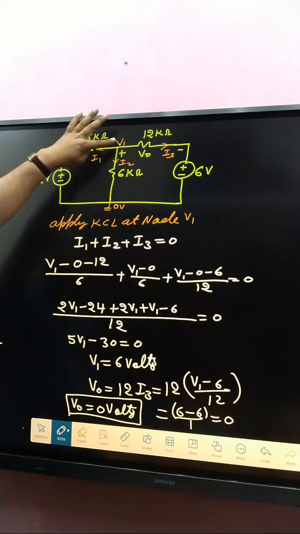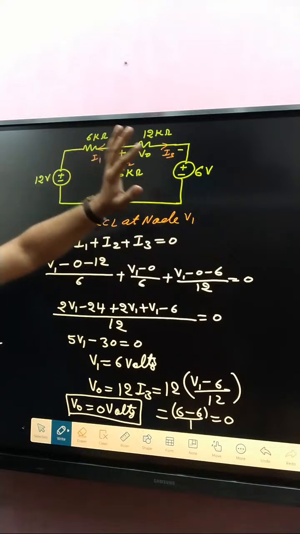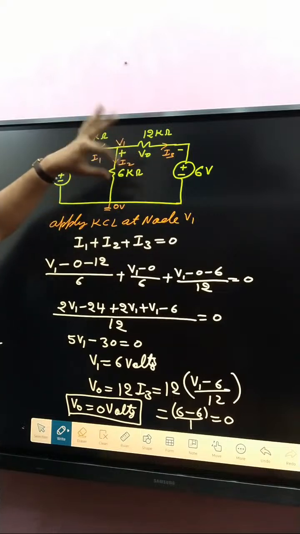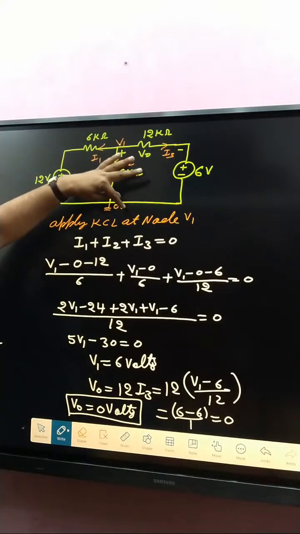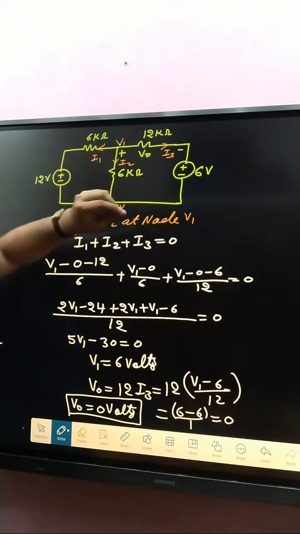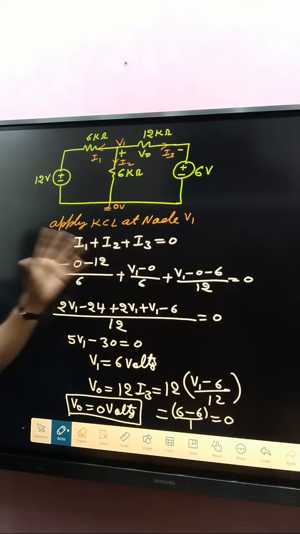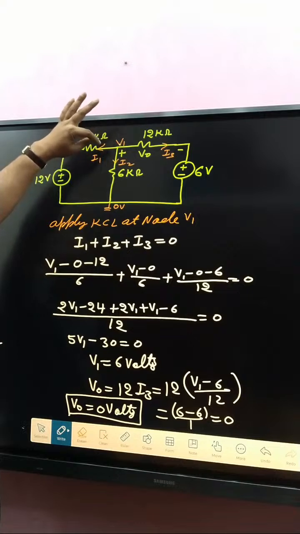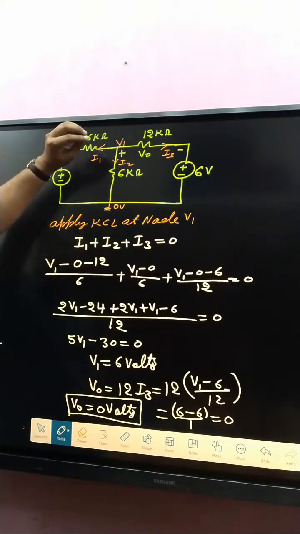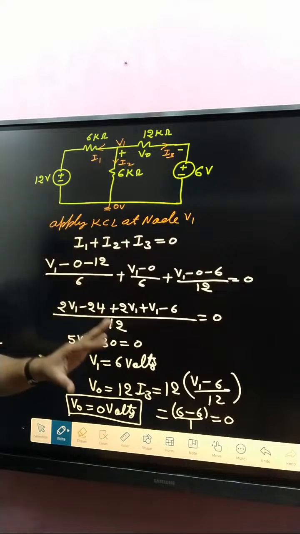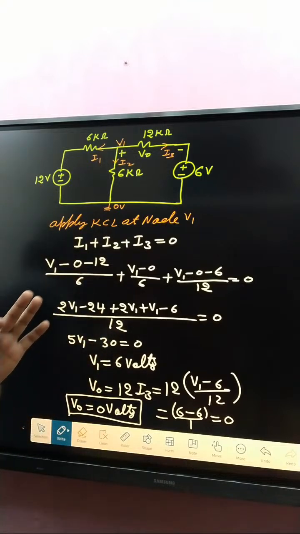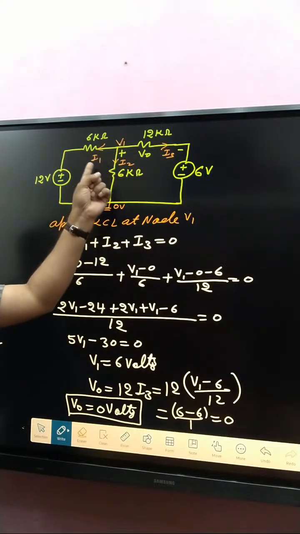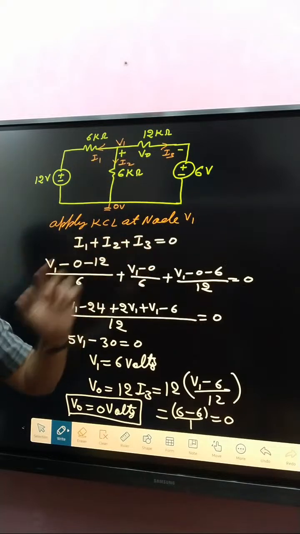Okay. Node voltage decided. Third step: one node is considered as a reference node. That's why V2 is considered as the reference node, that is 0. Fourth step: apply KCL at the node. At that node, there is no incoming current. According to KCL, the sum of incoming current is equal to the sum of outgoing current. All currents are outgoing, so I1 plus I2 plus I3 is equal to 0.